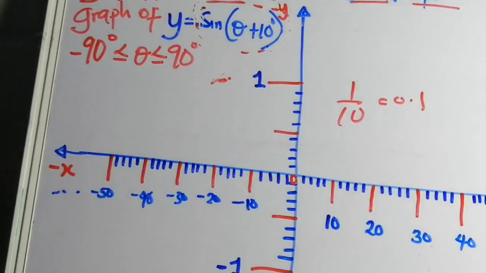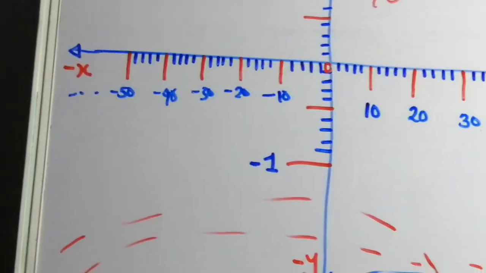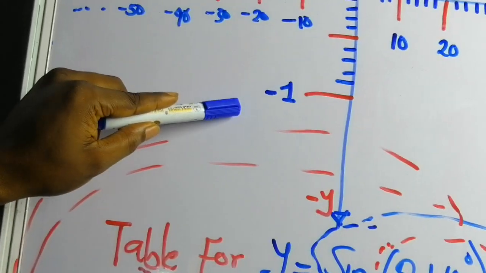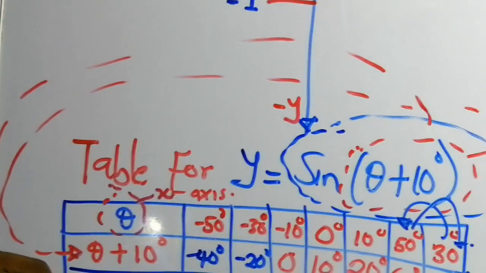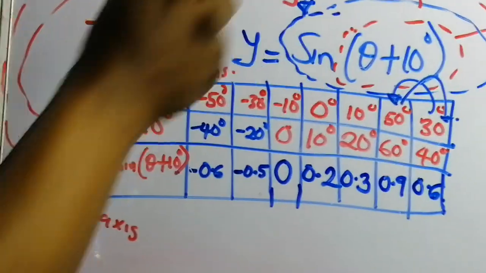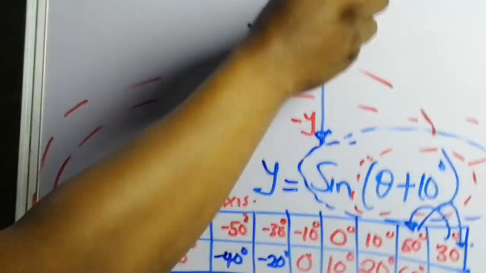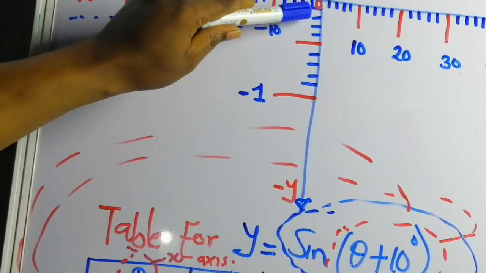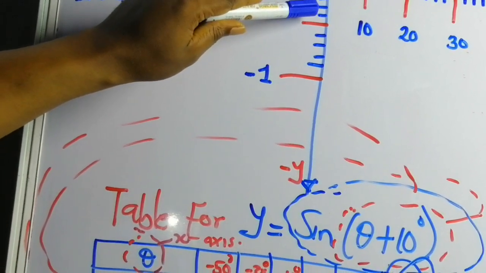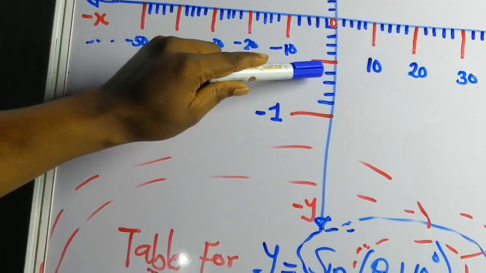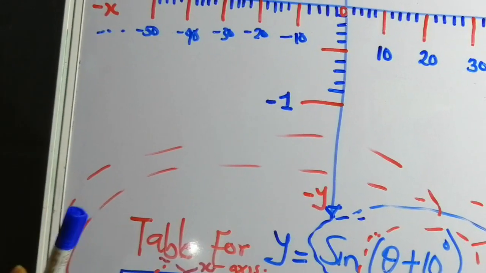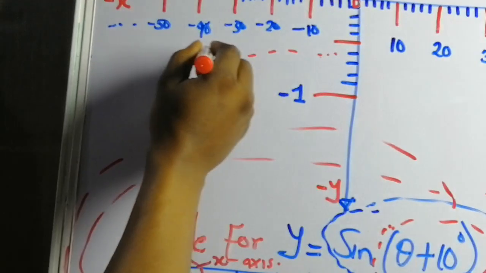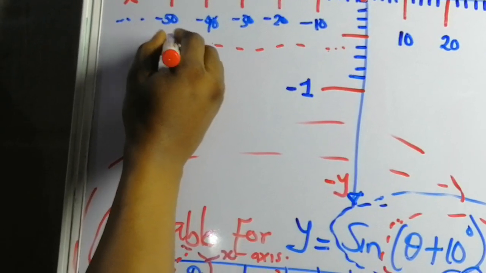So for my minus 50 degree, I'm looking for minus 0.6. I need to come to where the negative y-axis is, because this is negative here. So I'll now count: minus 0.1, minus 0.2, minus 0.3, minus 0.4, minus 0.5, minus 0.6. So for this value, I have something like this under minus 60.